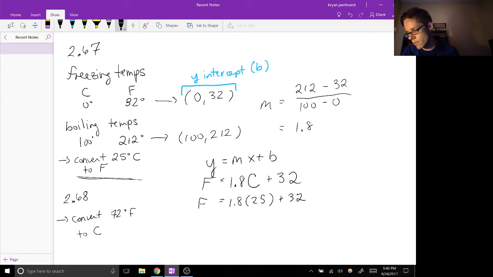So let's see what we get. I get 77. Okay, so 25 degrees Celsius is about 77 degrees Fahrenheit.